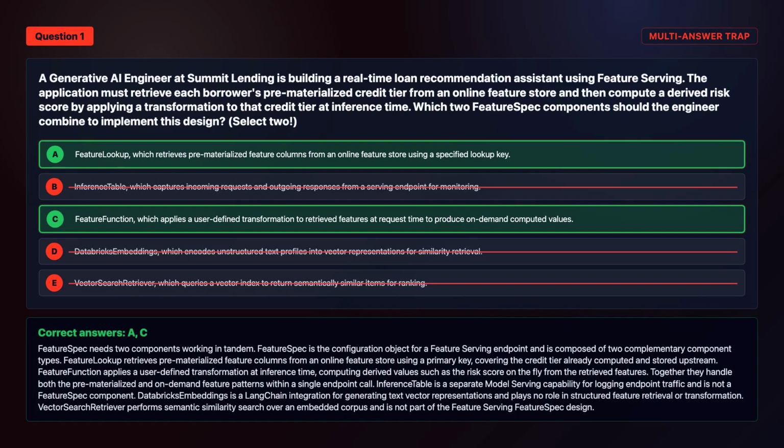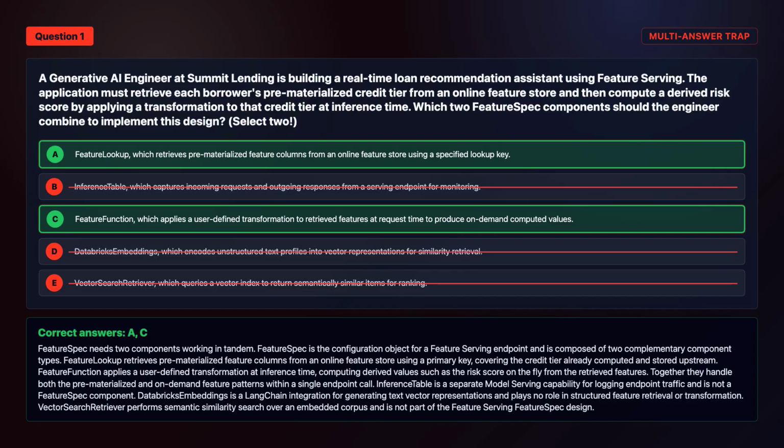The correct answers are option A and option C. Feature spec needs two components working in tandem. Feature spec is the configuration object for a feature-serving endpoint, and is composed of two complementary component types. Feature lookup retrieves pre-materialized feature columns from an online feature store using a primary key, covering the credit tier already computed and stored upstream. Feature function applies a user-defined transformation at inference time, computing derived values such as the risk score on the fly from the retrieved features. Together they handle both the pre-materialized and on-demand feature patterns within a single endpoint call.